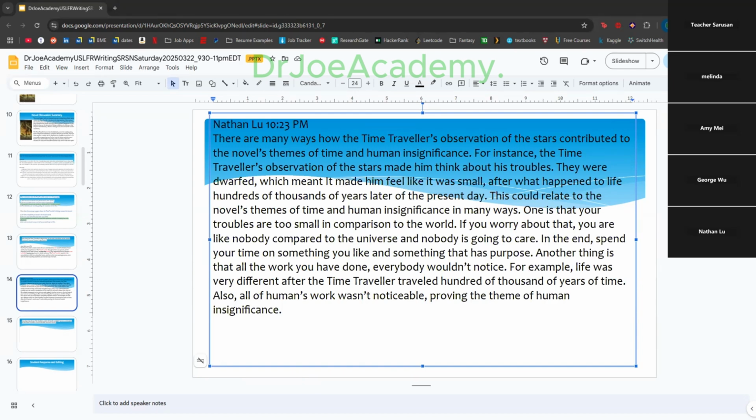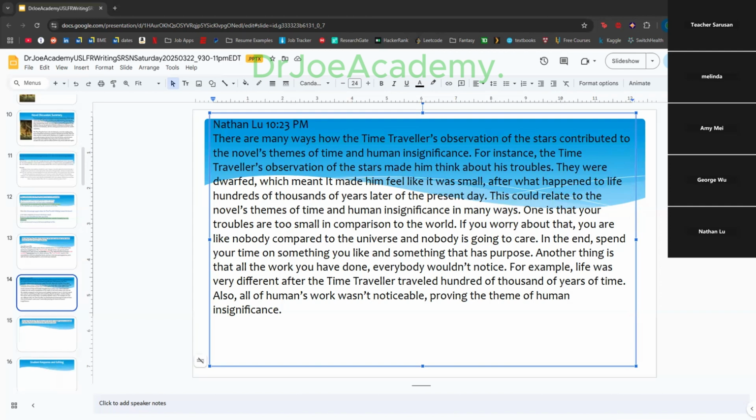This could relate to the novel's themes of time and human significance in many ways. One is that your troubles are too small in comparison to the world. If you worry about that, you are like nobody compared to the universe, and nobody is going to care. And then spend your time on something you like and something that has purpose. Another thing is that all the work you have done, everybody would have noticed. For example, life was very different after the time traveled hundreds of thousands of years of time. Also, all of humans' work wasn't noticeable, proving the theme of humans insignificant.